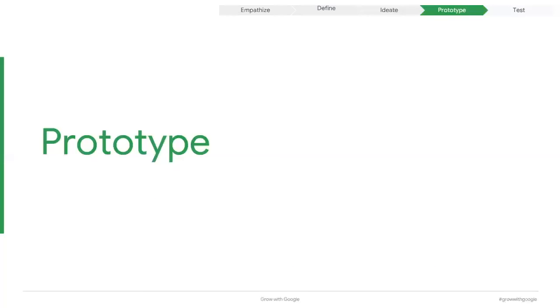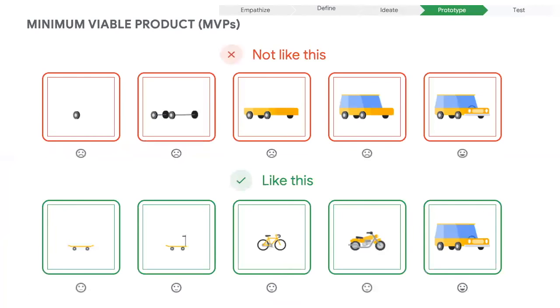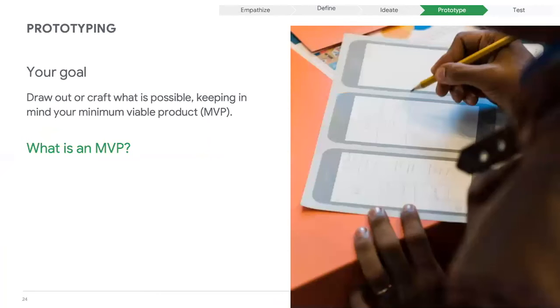Now it's time to prototype. I missed the slide. All right, that's better. Now, how do we know if the solutions outlined in the last exercise would work? We prototype. Prototypes are inexpensive, scaled down versions of the solutions created in the previous ideation stage.